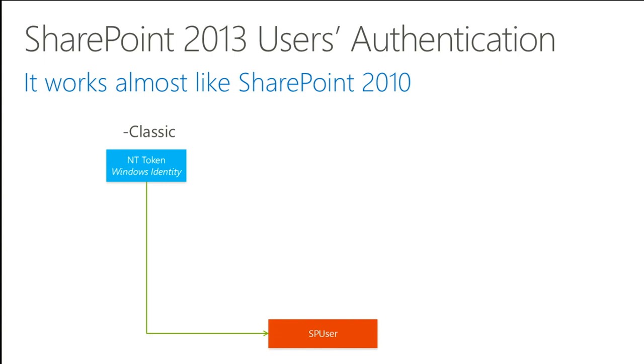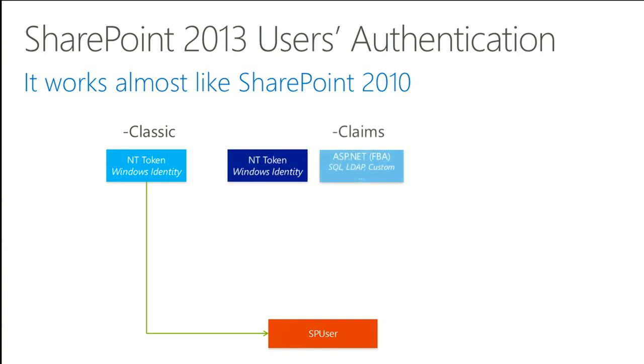On the other side, we have the claims authentication mode, which allows us to authenticate against Windows identities, but also form-based authentication users through a SQL Server database or an LDAP provider or any membership provider compliant engine we could have under the cover. And regardless, you will authenticate your users using Windows Identity or FBA. Under the cover, SharePoint will translate their identities into claim-based identities, and at the end, into SP user objects as well.